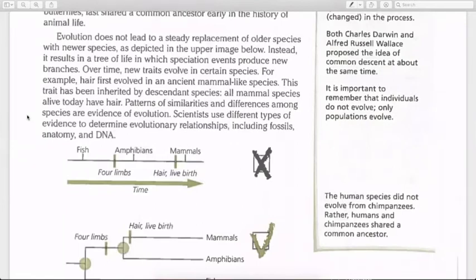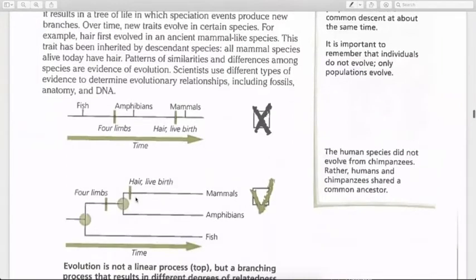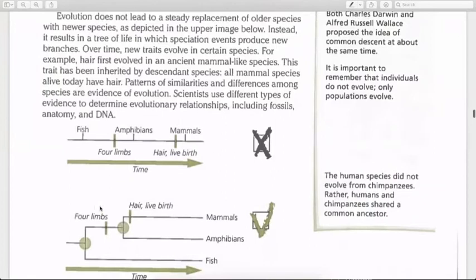Instead, starting right over here, guys. Instead, it results in a tree of life in which speciation events produce new branches. It's not one branch of gradual change, it's a bunch of different branches. I'll come back and describe this in a little bit.